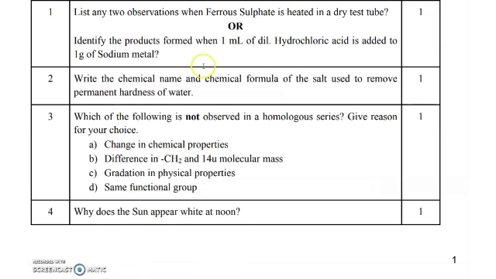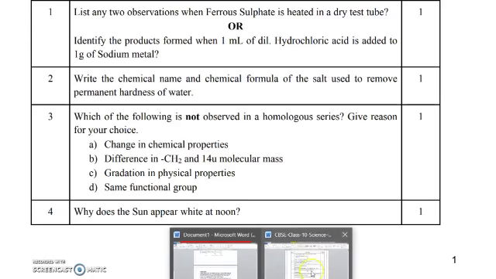Then write the chemical name and chemical formula of the salt used to remove permanent hardness of water. We know the hardness of water. If soap does not give lather in some kind of water, we call it hard water. So there is temporary hardness and permanent hardness. Temporary hardness we can remove by heating. If we heat the hard water and it is temporary hardness, it will be removed. But permanent hardness we can remove using some chemicals.